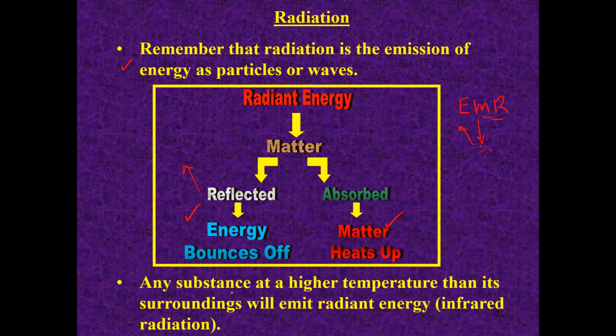Any substance at a higher temperature than its surroundings will radiate energy. So we can flash an infrared camera on somebody and they will give off heat relative to the cold air around them, and we can see that.